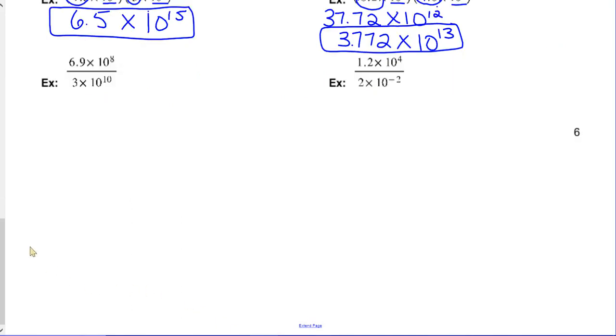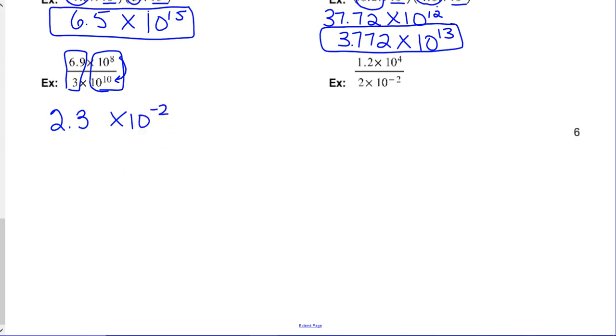All right. So our last two problems deal with division. Again, you want to divide the two numbers that are here, and now when we're dividing these exponents, we need to subtract those. Now, we can have powers that are negative with scientific notation, so if we subtract them and get a negative number, it's okay. So I'm going to divide the 6.9 by 3, and if you do that, you get a 2.3. And when I subtract these exponents, 8 minus 10, do the top minus bottom, I get times 10 to the minus 2.